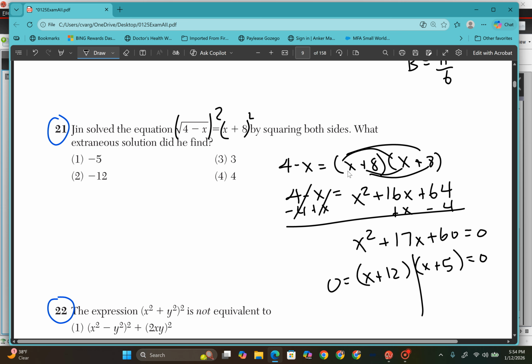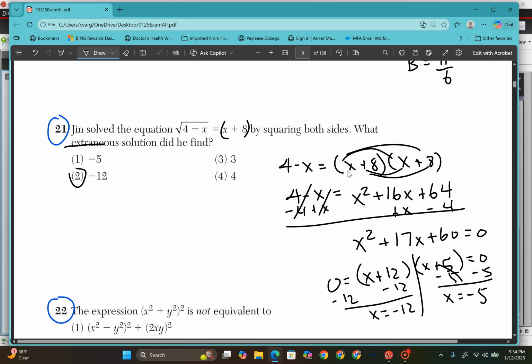Subtract 12 from both sides. And you get x is equal to negative 12. Subtract 5 from both sides. And you get x is equal to negative 5. Now they're telling you that one of them is extraneous, okay, which is the one that does not work. So if you were to plug in the negative 12, the negative 12 is the extraneous one. The negative 5 works. And how do I know that?